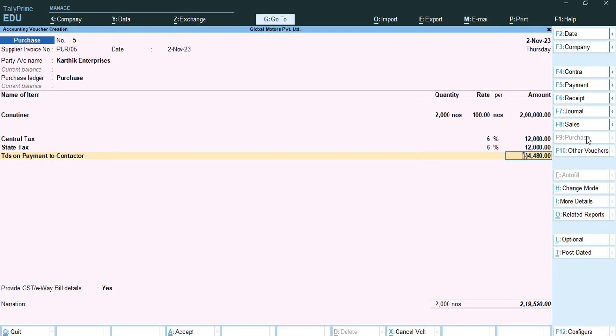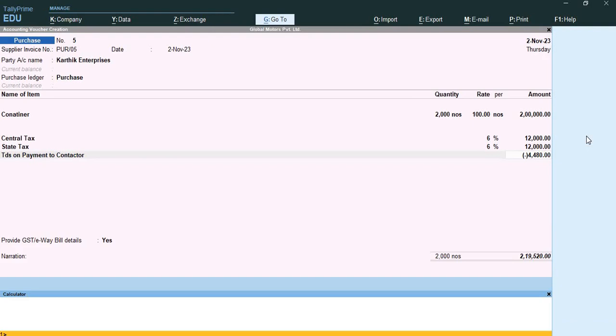Alright, so I'll show you how. I'll open Control Plus and calculator. 2 lakh minus 24,000. Enter 1,76,000. Now 1,76,000 into 2%. That is 3520.